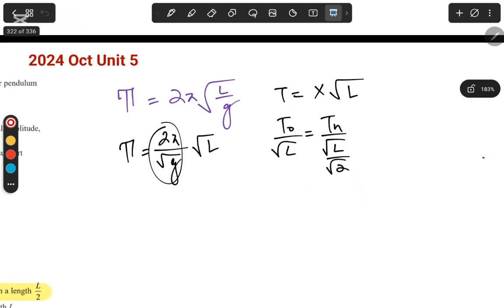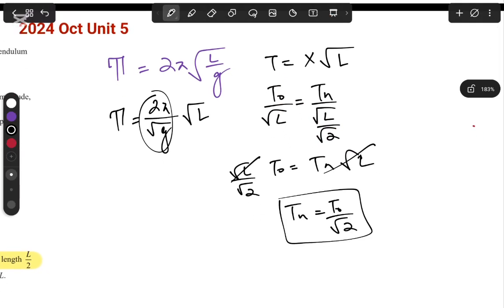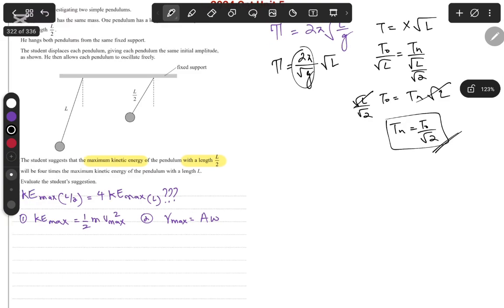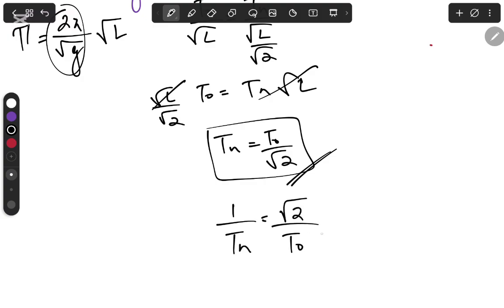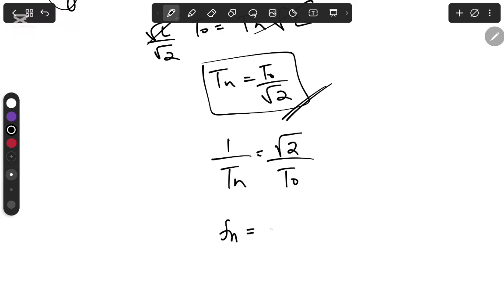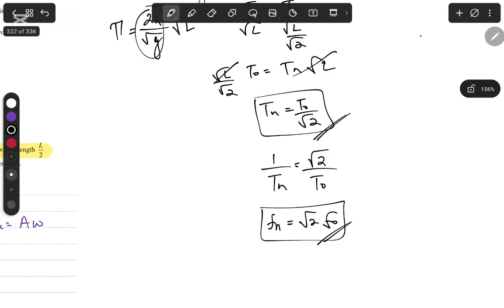Okay? And then what I can do here is I can cross multiply. And I can see here the square root L will cancel out. And then I can see here the new time period will be equal to the old time period divided by square root 2. So I hope till here it's clear. And then what I can do here is I'm going to flip both things. So I'm going to say 1 over T new is equal to square root 2 over T old. And I can say the new frequency is equal to square root 2 times the old frequency. I think it's easier to work with frequencies. So I'll just take that approach. Okay? You can work with the other one as well.